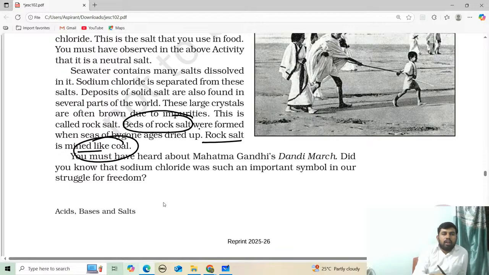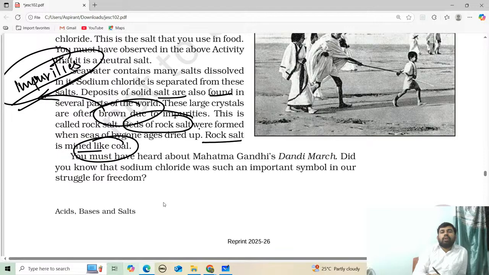Now, deposits of salts are found in several parts of the world, and these large crystals are often brown. This is important. Why is this important, sir? Brown color will be because of impurities. Rock salt at the beginning will be a brown color because of impurities. Okay, this you remember. Now we'll discuss the next concept.